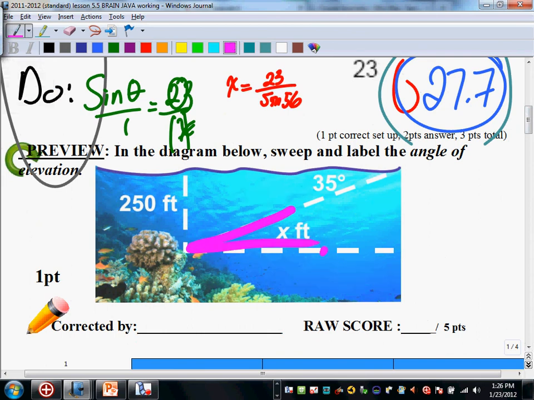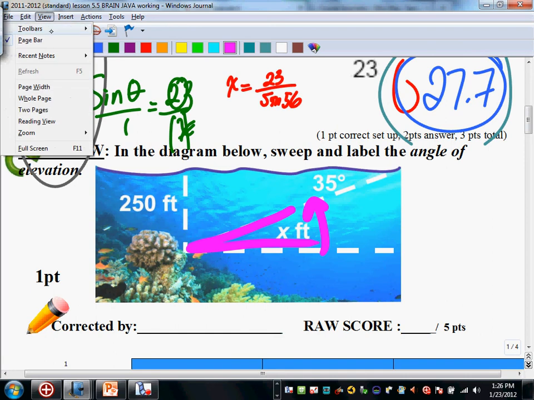This, my friends, is... No, not the 35. 35 was depression. Oh. Okay, that right there is the angle of elevation. That's plus 1. Score out of 5, it's 1, 3, and 1. Total of 5.